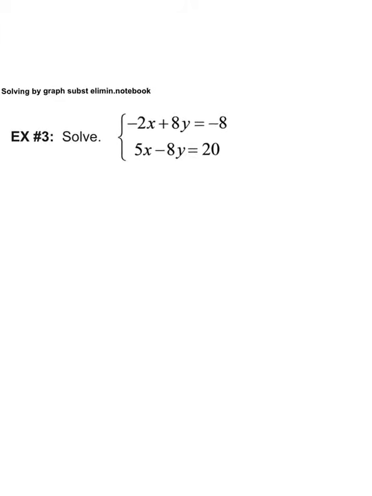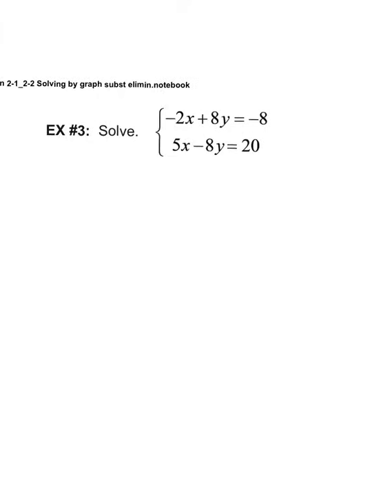So in this equation, I'm going to make it a little bit bigger so we can all see it. As you can see, the y's have the same coefficient but opposite signs. They have to have opposite signs in order to just add the equations together and get one of the variables to eliminate. So if I add these together, the y's are going to go away, they're eliminated, and I'm going to add down. So negative 2x plus 5x is a positive 3x equals negative 8 plus 20, which is positive 12.